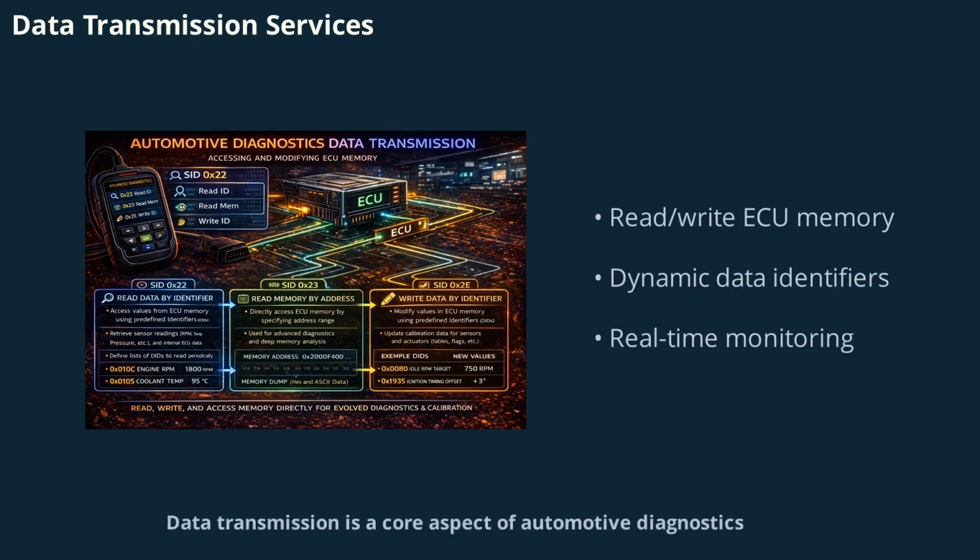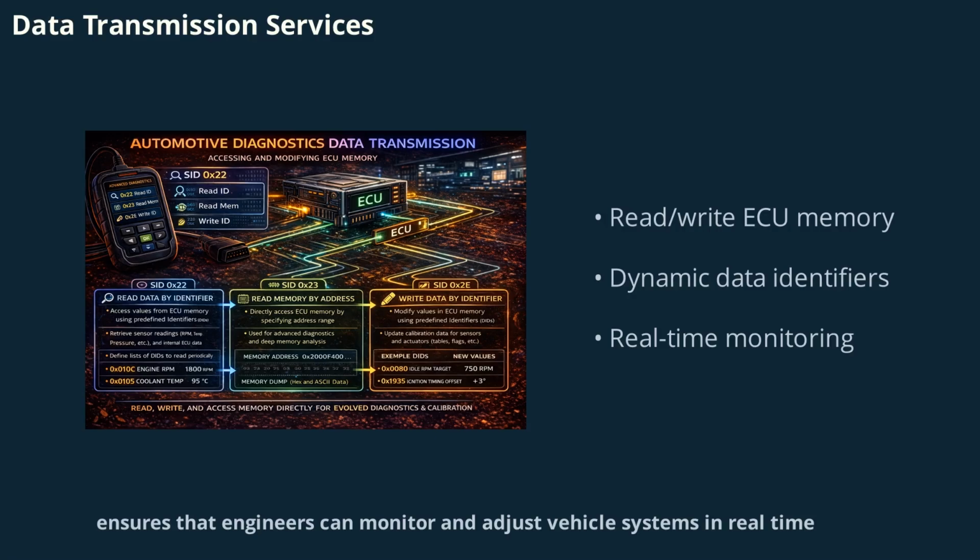Data transmission is a core aspect of automotive diagnostics. Services like read data by identifier, read memory by address, and write data by identifier allow diagnostic tools to access and modify ECU memory. These functions are critical for reading sensor values, updating calibration parameters, and performing advanced diagnostics. The ability to dynamically define data identifiers and periodically read data ensures that engineers can monitor and adjust vehicle systems in real time.